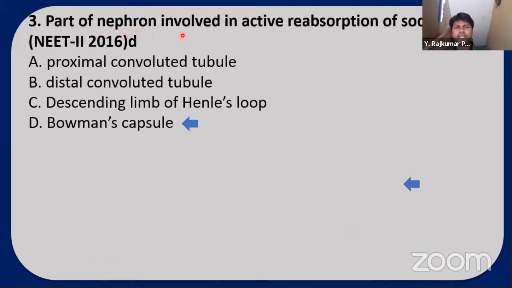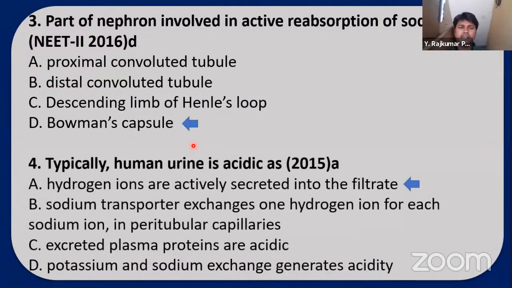The part of the nephron involved in active reabsorption of sodium is the Bowman's capsule. Okay. Next, typically human urine is acidic. Why is it acidic? Because hydrogen ions are actively secreted into the filtrate.